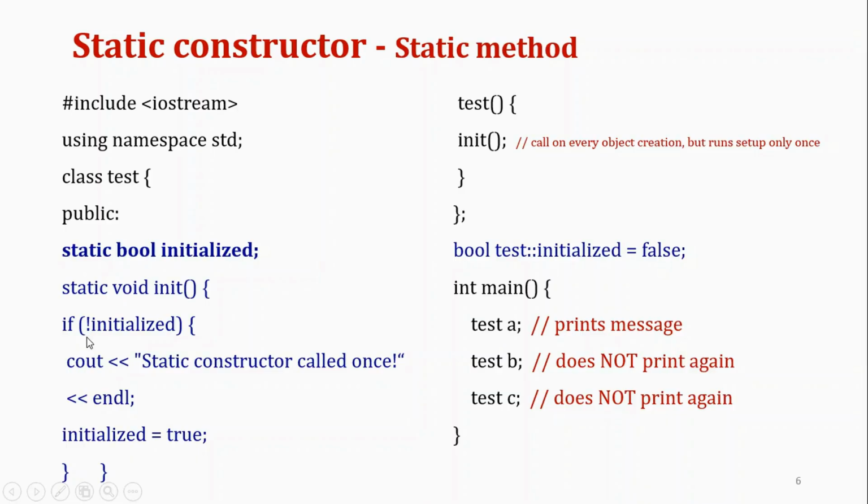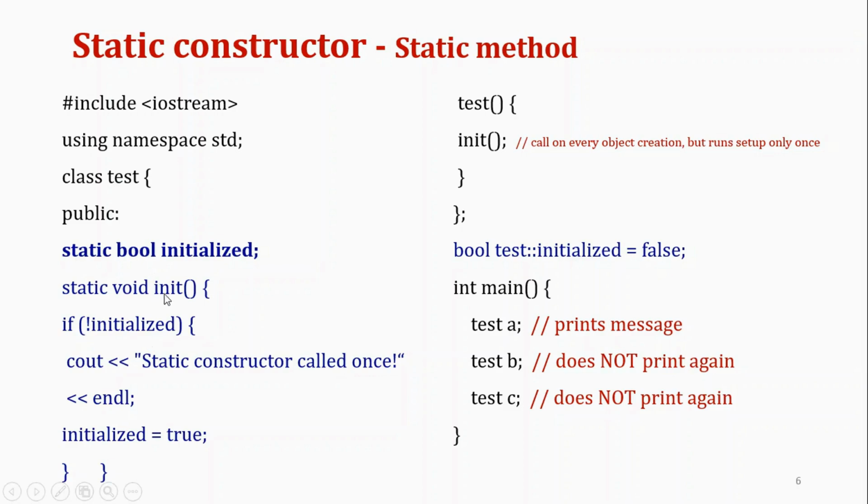If it is not initialized, the static constructor is called only once. So we are trying to mimic the static constructor, but we do not have one. With the member function, we are mimicking the static constructor. The constructor is automatically called whenever an object is created. In the same way, we are going to mimic the static constructor with the static member function. Constructor means the function name should be the same name, right?